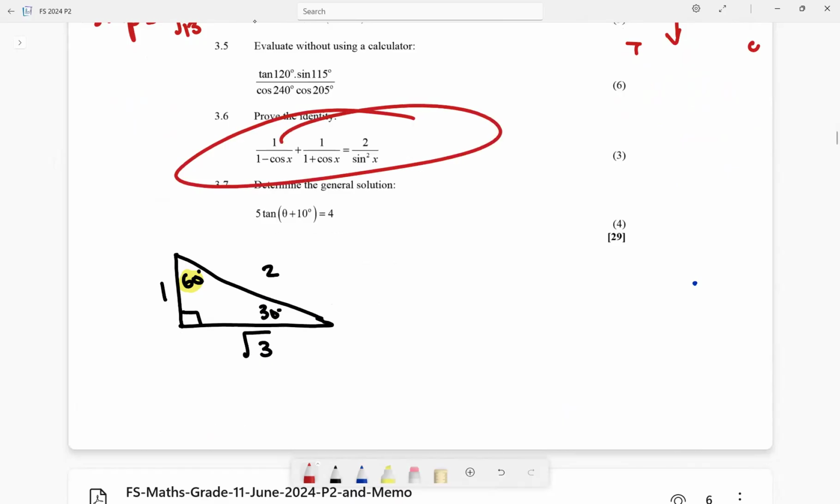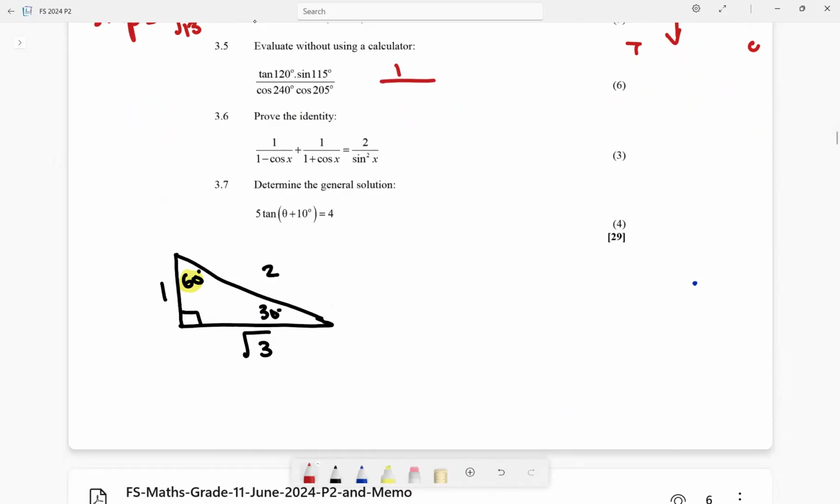3.6. Prove the identity. I like identities. Now, here you have 1 divided by 1 minus cos x plus 1, sorry for the bad handwriting.